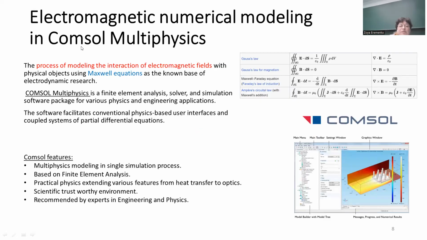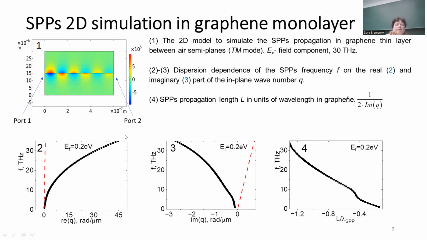The modulation was done in COMSOL Multiphysics software. On this screen, we have a COMSOL project and some COMSOL features. We simulate surface plasmon-polaritons in a 2D simulation in graphene monolayers. As shown in this picture, we have port 1 and port 2, and there are waves that go along the thin graphene sheet.